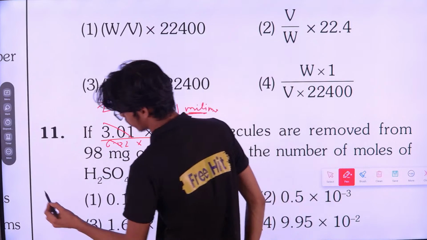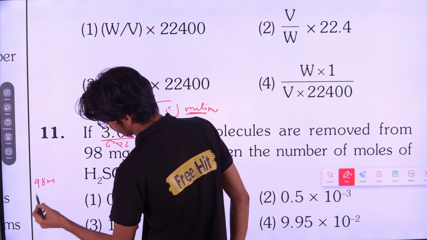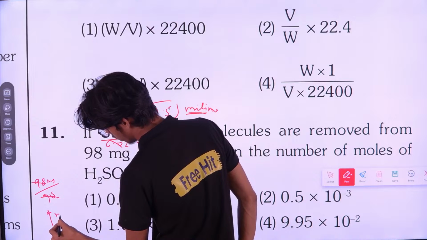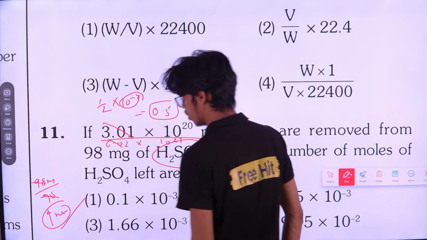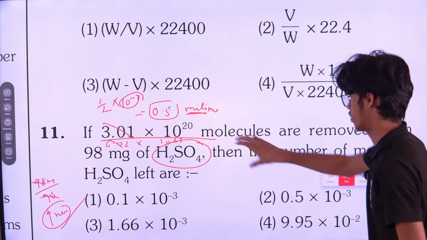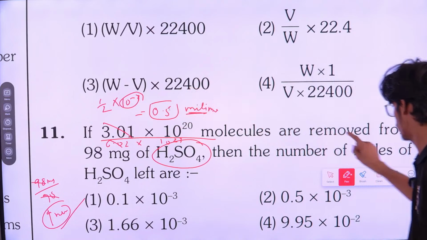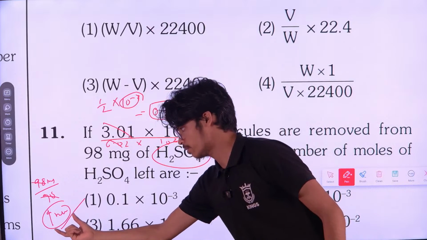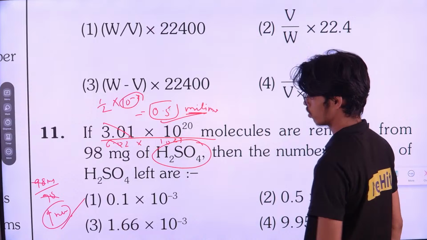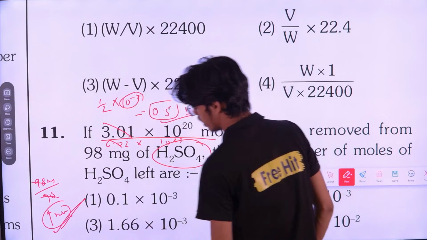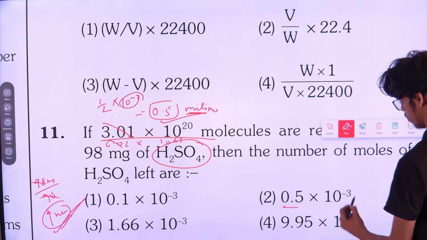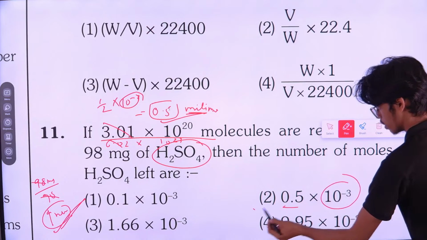This is 98, remember this. So 98 milligram divided by 98, you will get 1 millimole. So this much millimoles are removed from this much millimoles. Then what is left? 0.5 millimoles are removed from 1 millimole, it means 0.5 millimoles will be left. So this is option number 2.